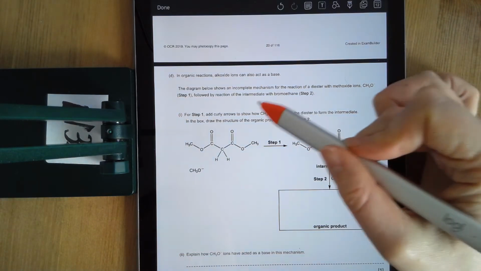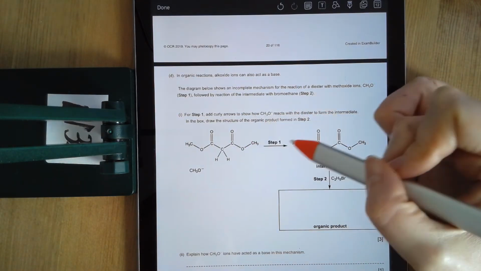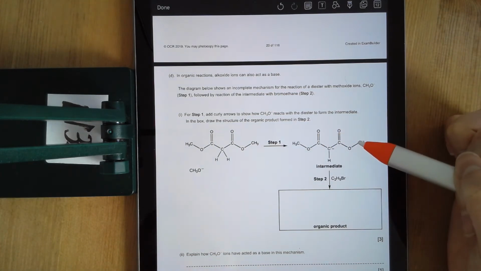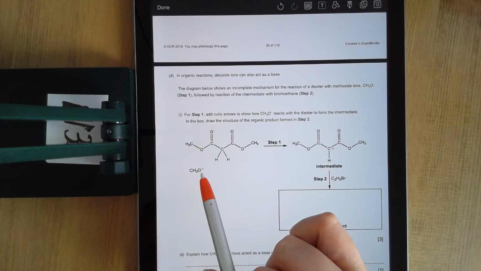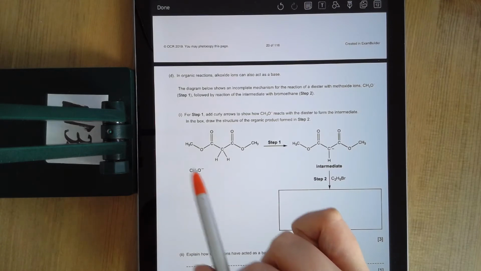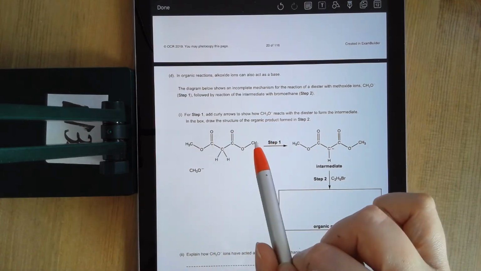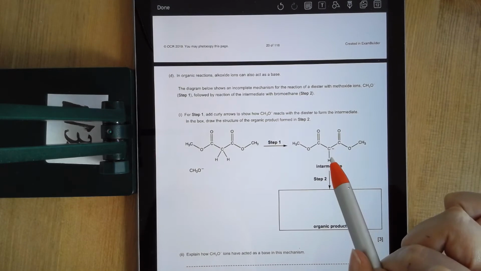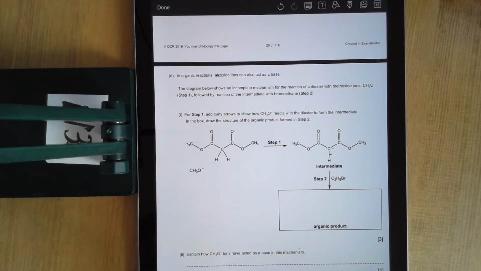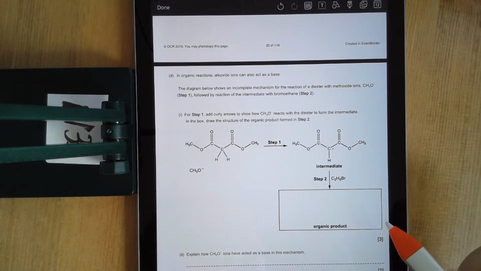They ask you in step 1 to add curly arrows to show how your nucleophile reacts with this diester to form the intermediate in the box, okay? So I know that this is a nucleophile, so I'm going to be starting my arrow from my nucleophile. I just need to see what I'm going to attack. And we've got lots and lots of different functional groups here, and there are plenty of options. But if we look at the intermediate, you will see that this carbon here has lost one of its hydrogens, which means that hydrogen must have been taken.